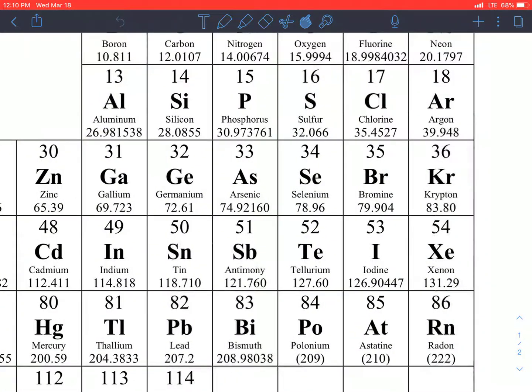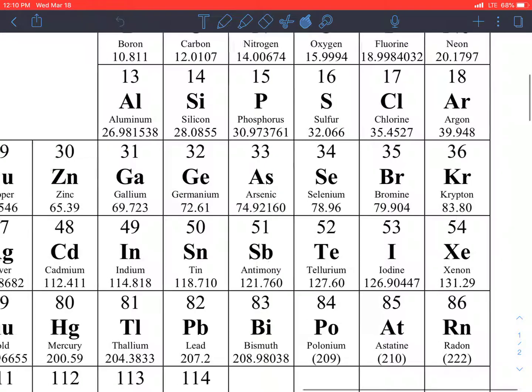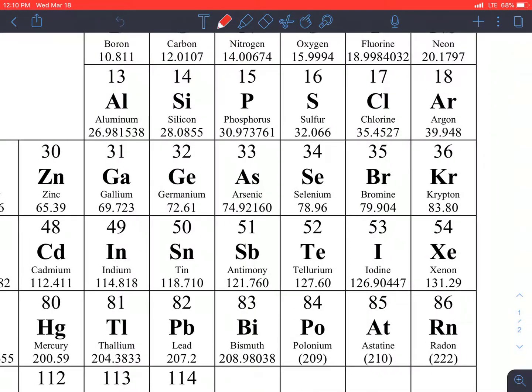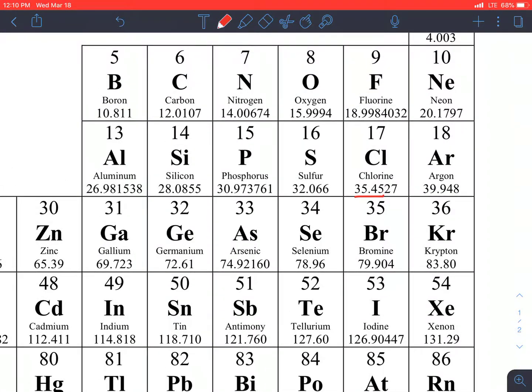Now, in some textbooks you will keep the first 4 numbers, up to 2 decimal places. For this activity, I just want you to keep the whole number. So chlorine is going to round to 35 even. Oxygen, because it's 15.9994, is going to round to 16. Okay, so let's go back.